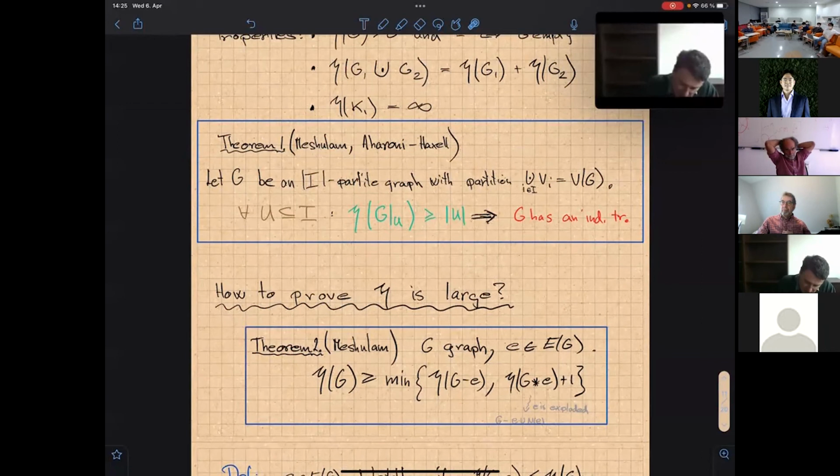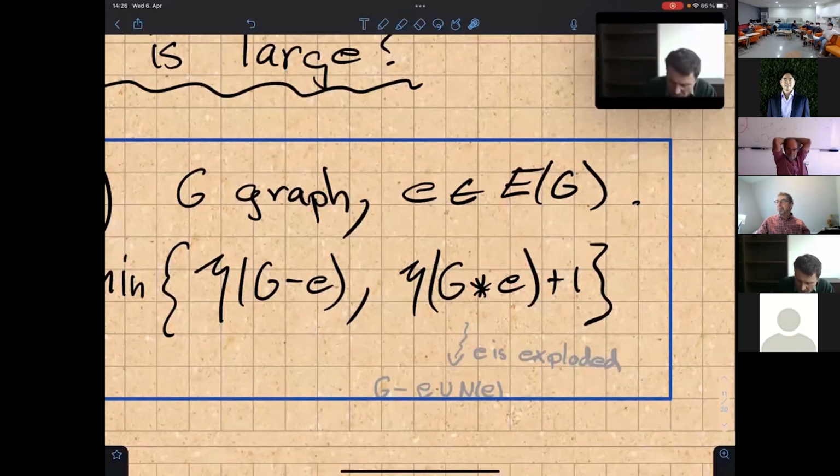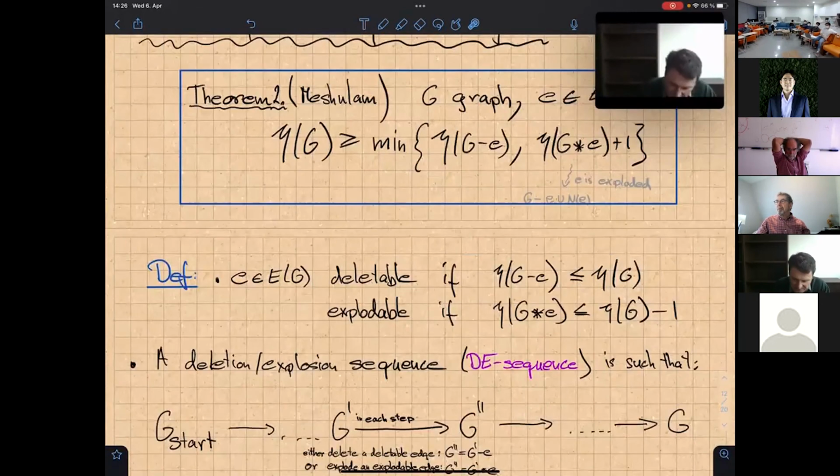So what does it say? It says that for any graph and any edge in this graph, the eta of G is lower bounded by two smaller graphs: the eta of G with this edge deleted, and 1 plus the eta of G with this edge exploded. What is exploded? Exploded means that you remove the edge and you remove all the vertices in the neighborhood of the edge.